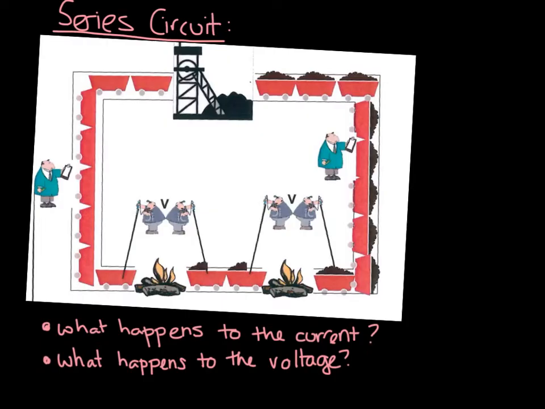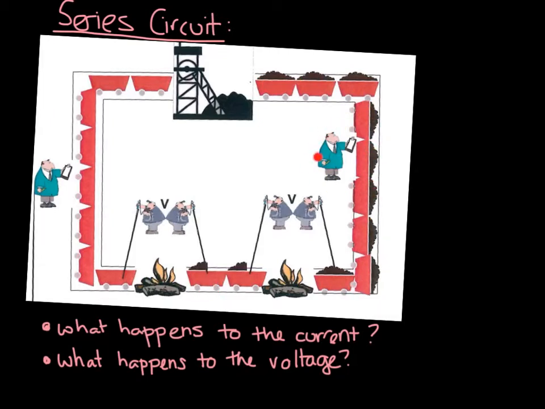So now we need to have a little think about series and parallel circuits. So here we've got the coal model, but for a series circuit. You can see that we've got two lamps in series. And we need to think about what happens to the current and what happens to the voltage. So the coal is put into the trucks by the coal mine, and the trucks move around. All the trucks are bumper to bumper, so they move at a constant speed. They're all moving at the same speed.